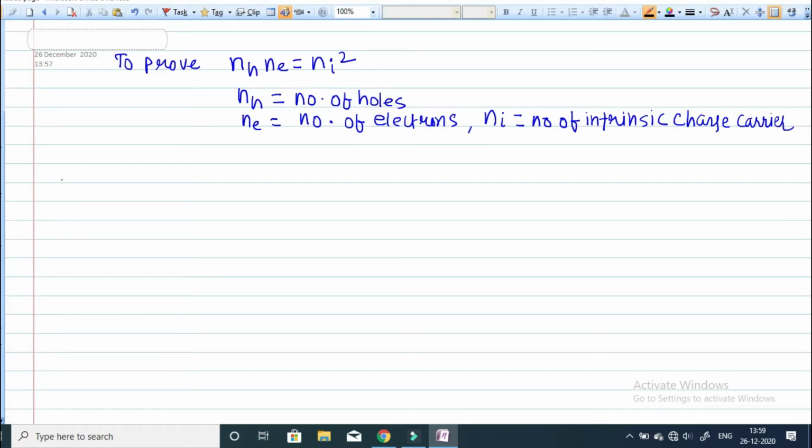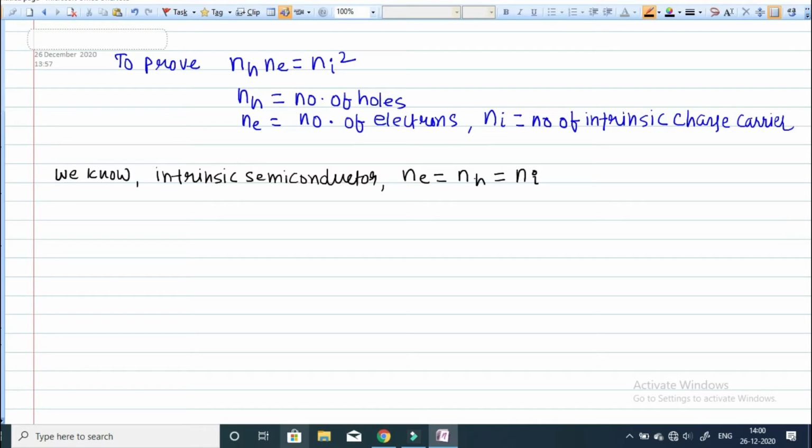So let's derive this important result. So we know for intrinsic semiconductor, for pure semiconductor, this is the relationship. Number of electrons is equal to number of holes. Ne is equal to Nh, and that is basically equal to number of intrinsic charge carrier. This is the important result we have already seen when we have discussed about the intrinsic semiconductor or pure semiconductor.